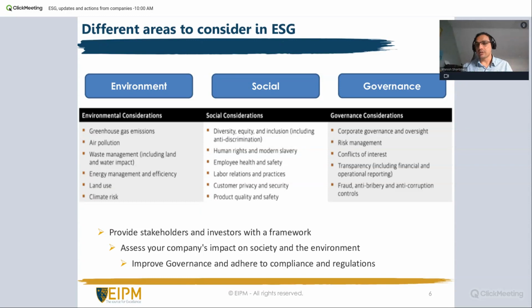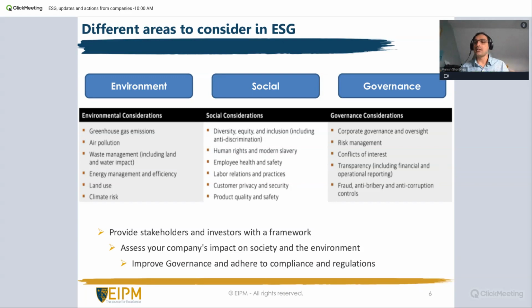You have energy management, and how you can improve efficiency. Or in energy management, land use, climate risk. This is not an exhaustive list. There are some examples of this. There could be other topics like circular economy as well that can be put under this overall consideration of the environment. So there could be some other topics.